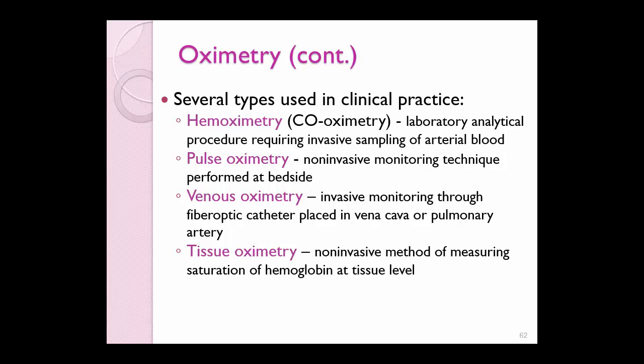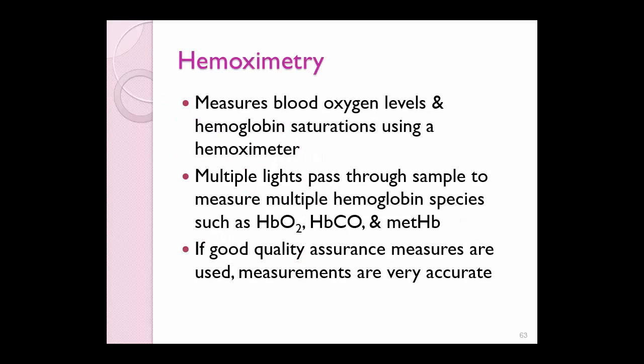Pulse oximetry is the non-invasive monitoring technique performed at bedside. You also have venous oximetry, which is an invasive monitoring through a fiber optic catheter placed in the vena cava or pulmonary artery. And then the tissue oximetry, which is a non-invasive method of measuring saturation of hemoglobin at the tissue level. Hemoximetry measures blood oxygen levels and hemoglobin saturations using a hemoximeter. Multiple lights pass through a sample to measure multiple hemoglobin species, such as oxyhemoglobin, carboxyhemoglobin and methemoglobin. If you have good quality assurance measures, then the measurements are usually very accurate.